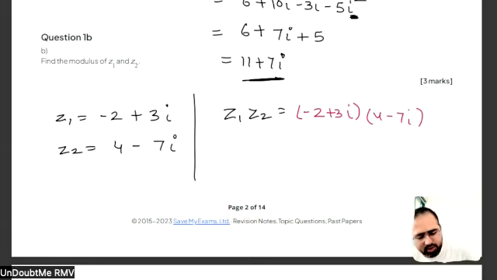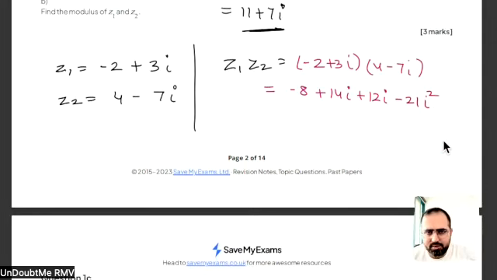Watch the minus sign carefully. Over there only we tend to make mistakes. Minus 2 times 4 will be minus 8. Minus 2 times minus 7 will be plus 14i. Then 3 times 4 will be 12. i is also there. And 3 sevens are 21, so minus 21 i square. This is the first step. Then i square will be minus 1, so this term will be plus 21. Plus 21 minus 8 will be 13. And 14 plus 12 will be 26. So 13 plus 26i.